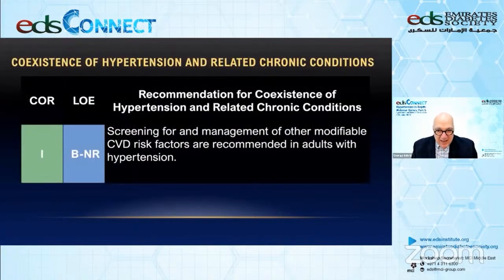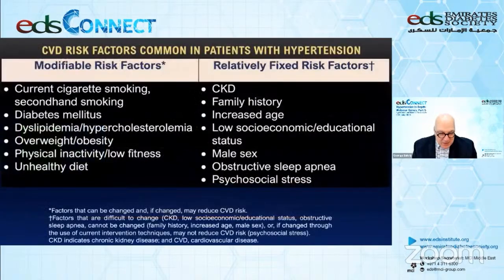And they gave that a very high level of evidence, 1B. You can see here, obviously, when you're looking at the patient, it's not just the blood pressure. You have to look at modifiable risk factors and non-modifiable risk factors, and you have to work with the patient to reduce risk. That's what this is all about. The latest guidelines are about reducing risk.